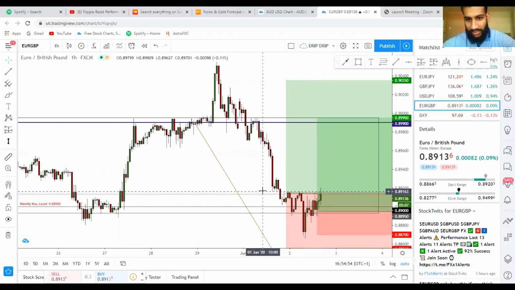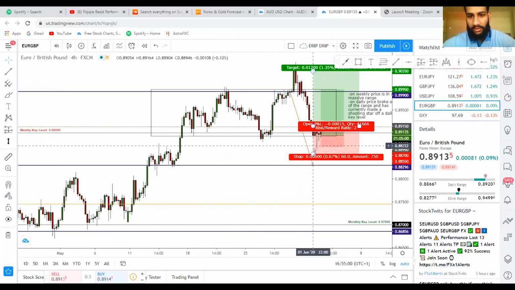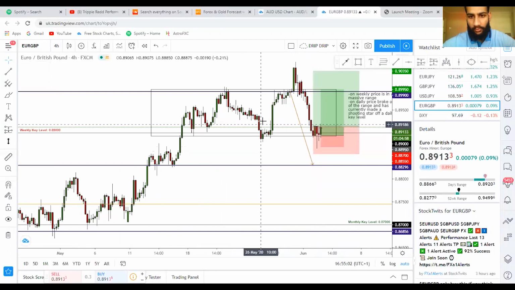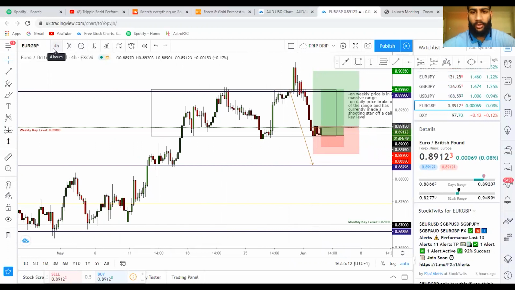I also had an entry over here, at the end of this 4-hour shooting star. It's only a 2-to-1 risk reward ratio. It's a pretty big stop loss for a moderate size take profit, which I hope it can hit by tomorrow, hopefully, if it does intend to go upwards. But yeah, that's the deal right now.